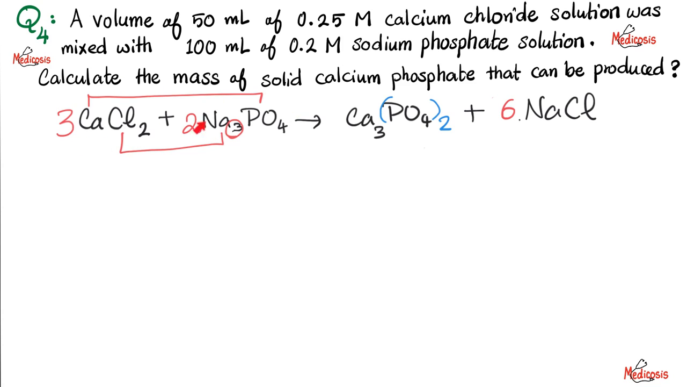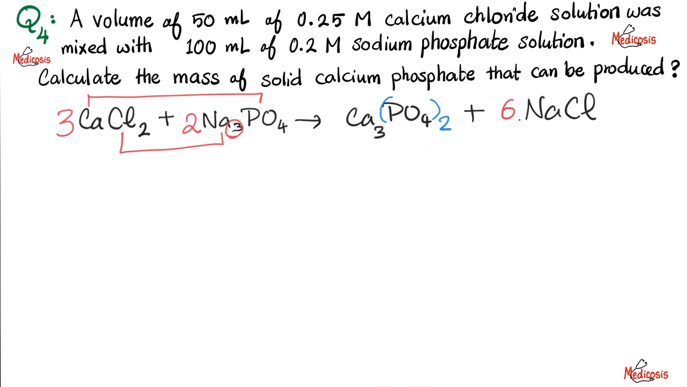It could be this or it could be that. Whoever is the limiting reactant will give us less of calcium phosphate. So we need to try with both. I'm going to use method A, so I'll start with calcium chloride and aim at calcium phosphate. Then I will do this again, starting with sodium phosphate and aiming at calcium phosphate.